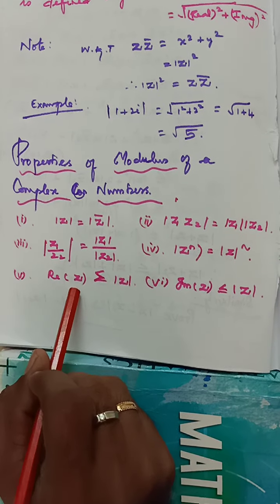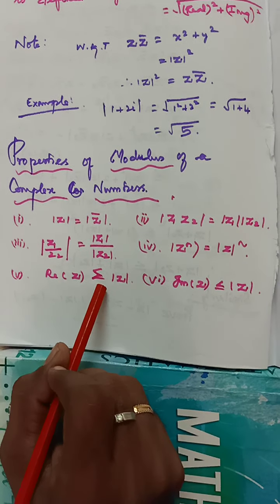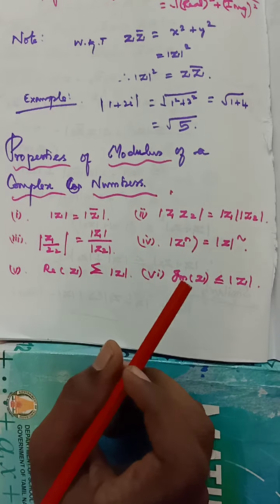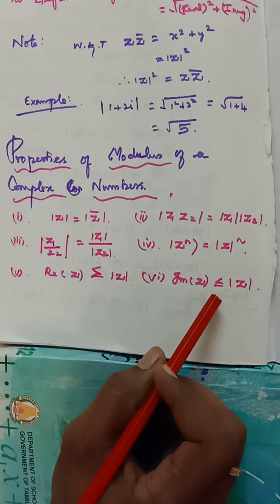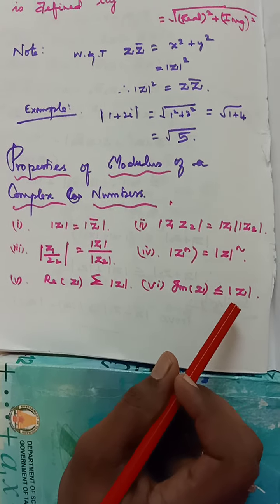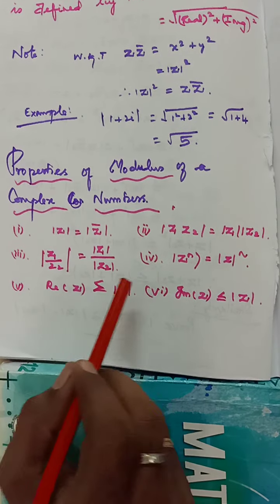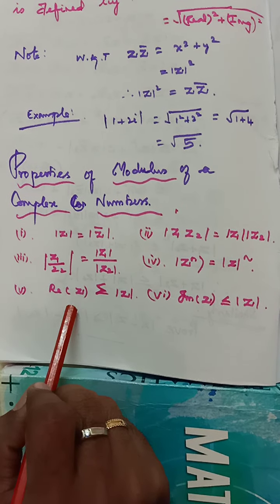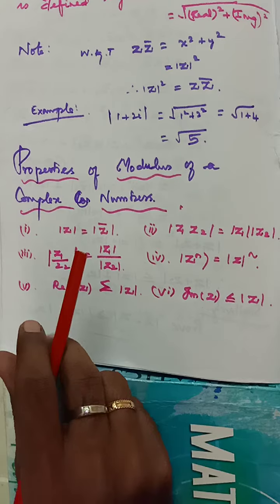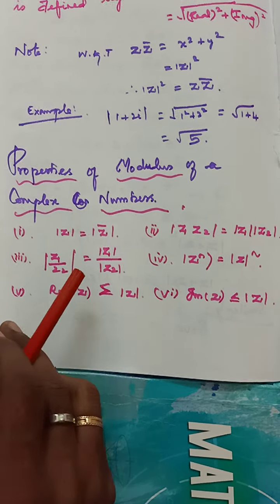And the real part of z is always less than or equal to the modulus of z, and the imaginary part of z is also less than or equal to mod z. These are all 1 mark questions. At the same time, they can ask for the proof of these properties. That you have to do yourself.